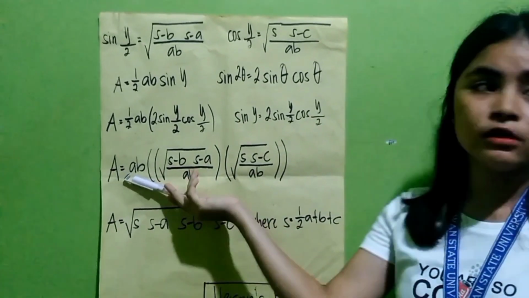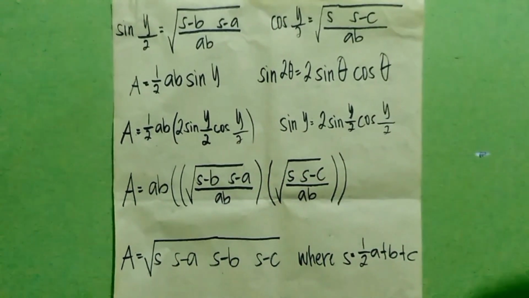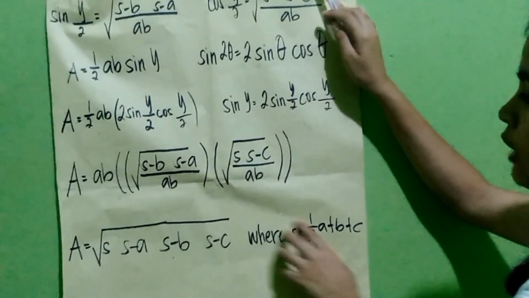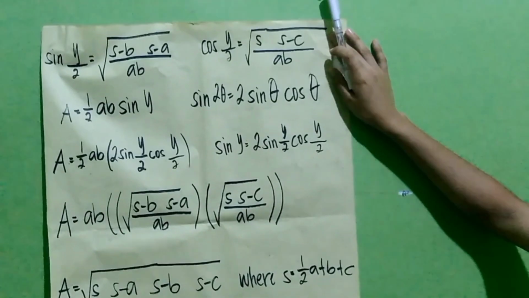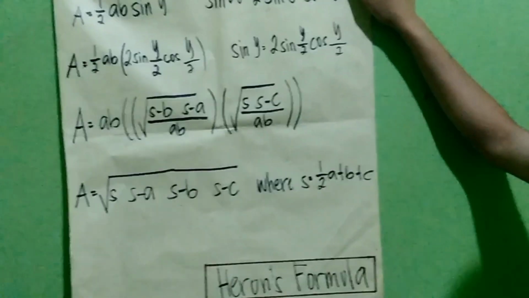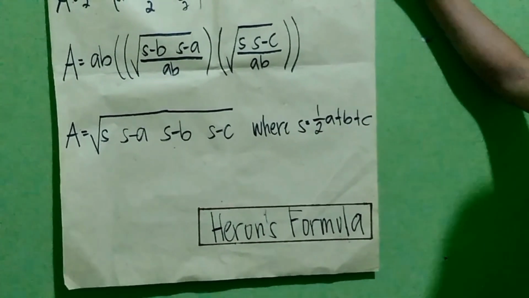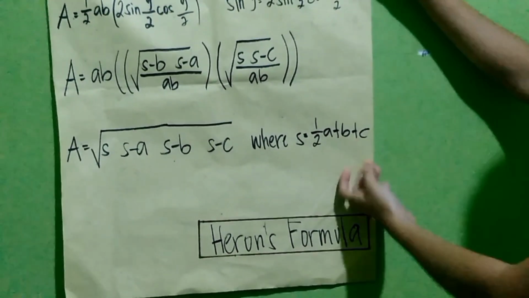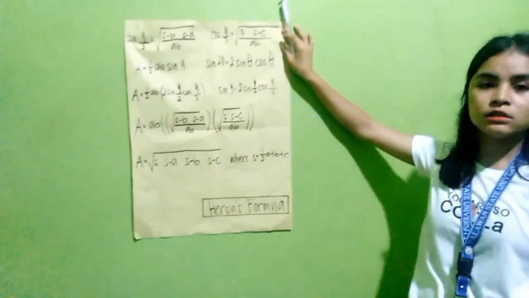Then, the area of the triangle equals AB times the quantity of the square root of (s minus b)(s minus a) over AB, multiplied by the quantity of the square root of s minus c over AB. Then, the area of the triangle equals the square root of (s minus a)(s minus b)(s minus c), where s equals 1/2 (a plus b plus c). And this is the formula that we call Heron's formula.